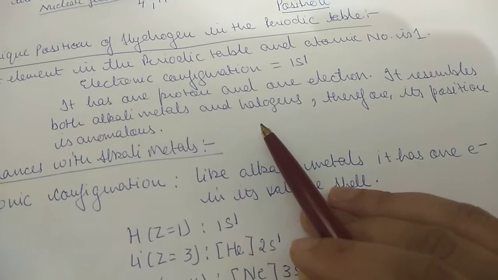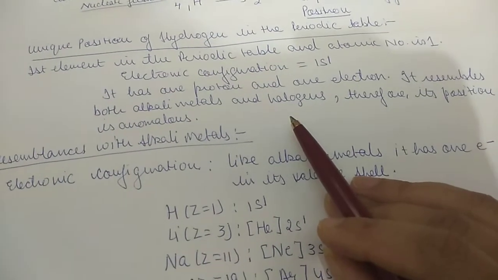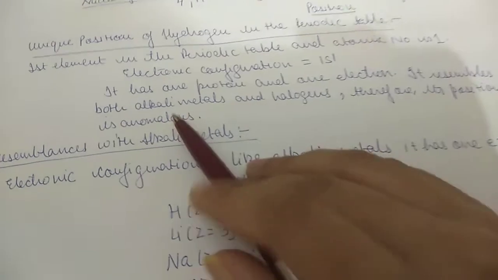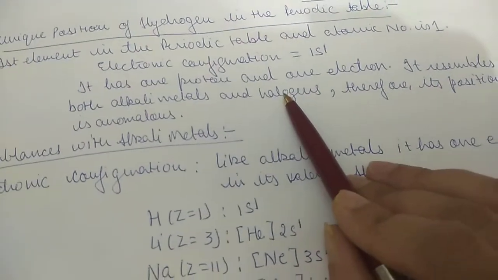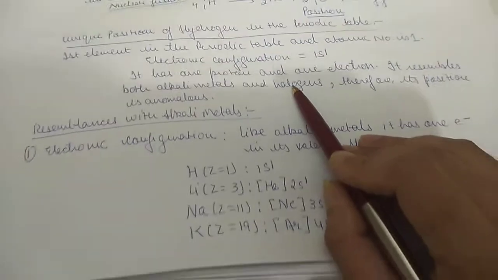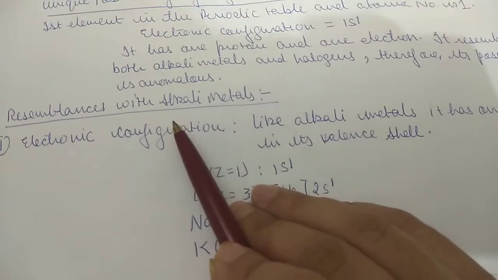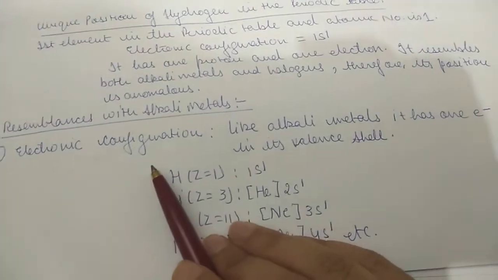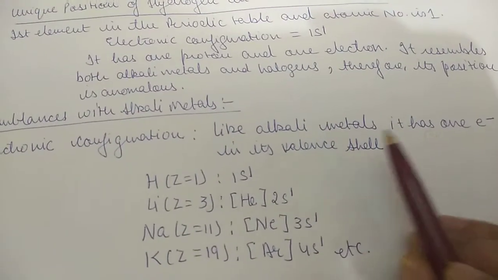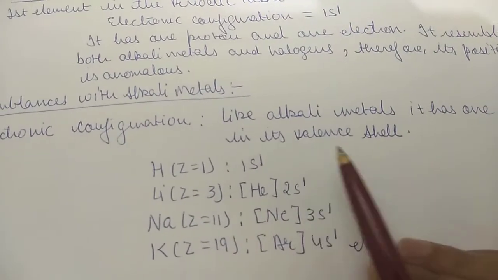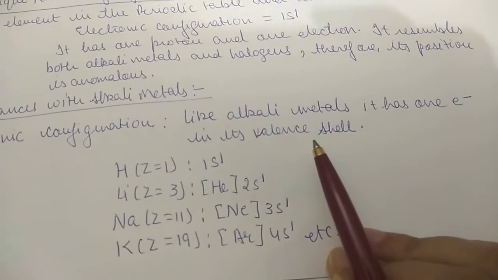That is due to the electronic configuration of this element, because of which it resembles alkali metals as well as halogens. So first of all, we will see how it resembles alkali metals. You can see the electronic configuration. Like alkali metals, it has 1 electron in its valence shell.